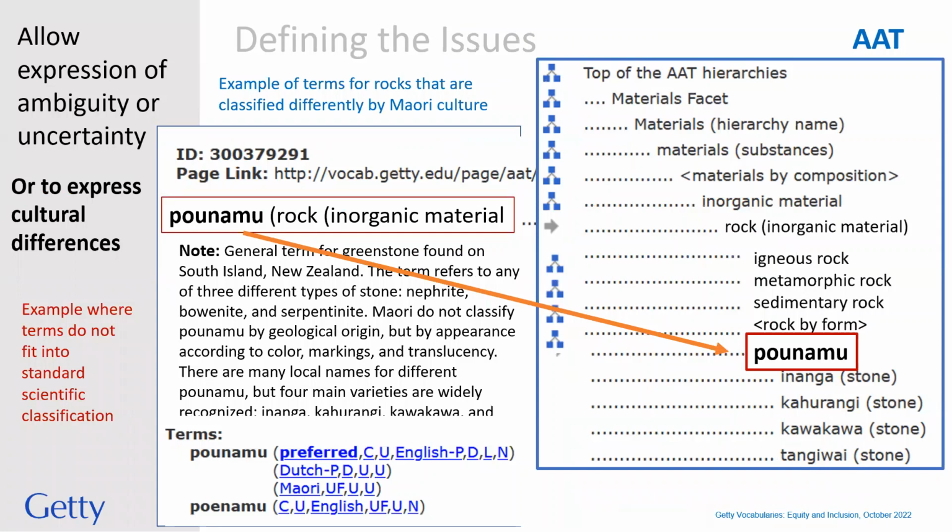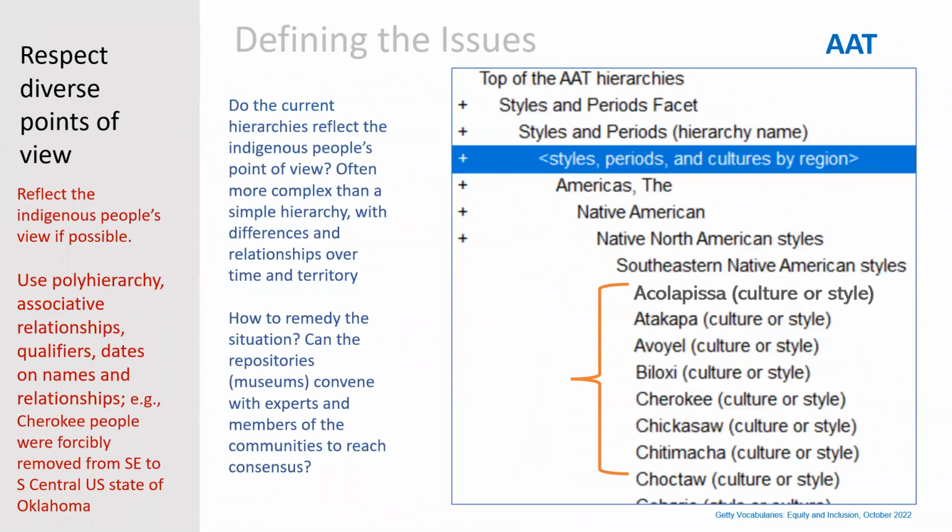So here's a term from the Maori culture in New Zealand, ponamu, and they do not classify by geological origin, but instead they classify by the appearance, color, markings, translucency. And this term can live perfectly well, happily, with the other igneous rocks, etc., in the AAT. We allow this ambiguity to exist. We respect diverse points of view for Indigenous peoples, for example, and we can use the polyhierarchy, associative relationship, qualifiers and names on relationships to show how over time and territory these cultures have changed. So for example, the Cherokee people were forcibly removed from the southeastern United States to the south central US state of Oklahoma at a certain point, and we could represent that through the hierarchical position and dates.